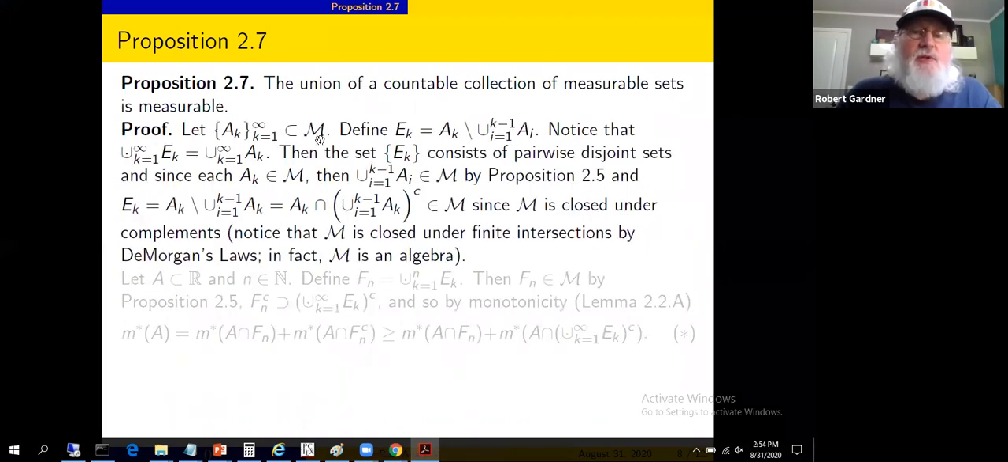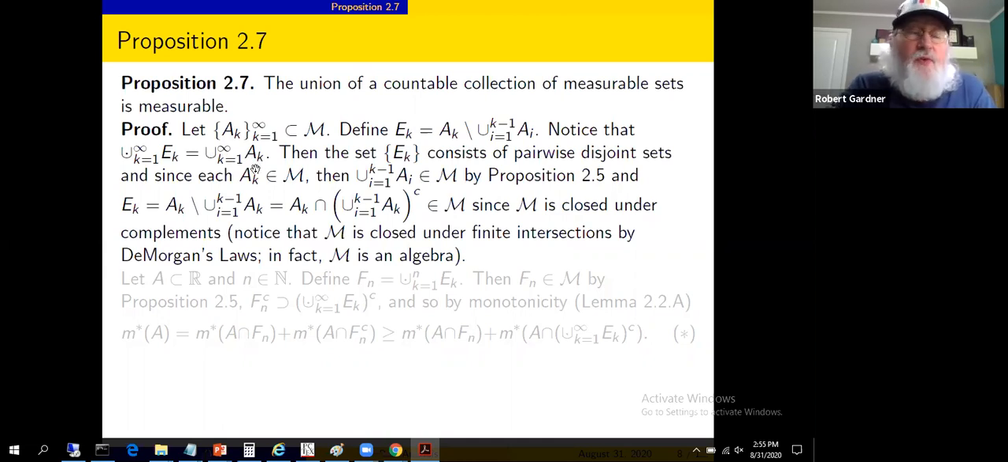So let's take ourselves a countable collection of measurable sets. Let's call them A sub k, k equals 1 to infinity. We're trying to show that, assuming each of those A sub k's is in calligraphy M, then their union is in calligraphy M. So we're trying to show, as always, the Carathéodory splitting condition. Being measurable means satisfying the Carathéodory splitting condition. So here's the set we're interested in, the union from k equals 1 to infinity of A sub k.